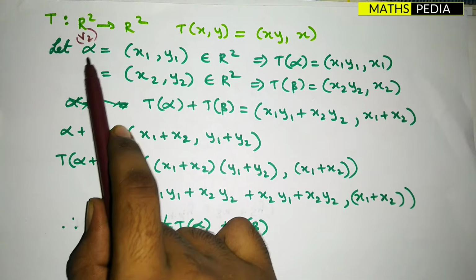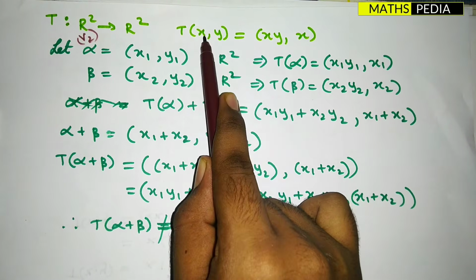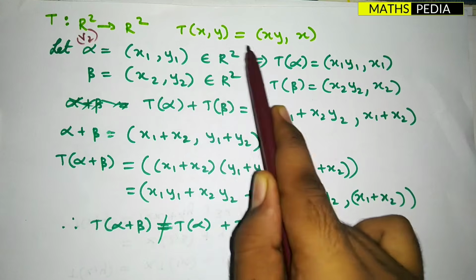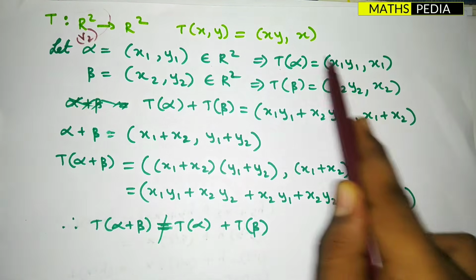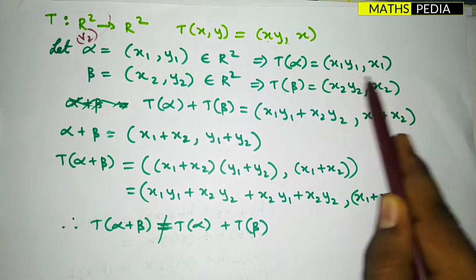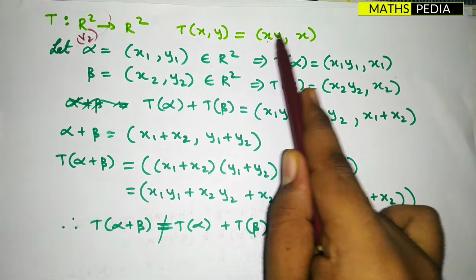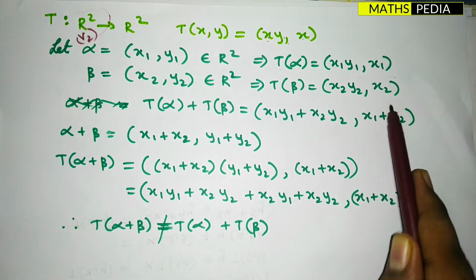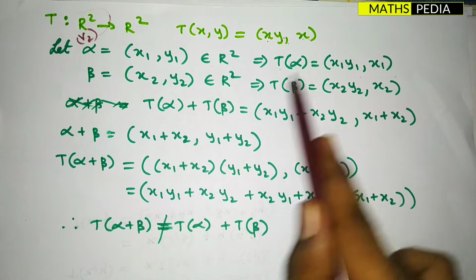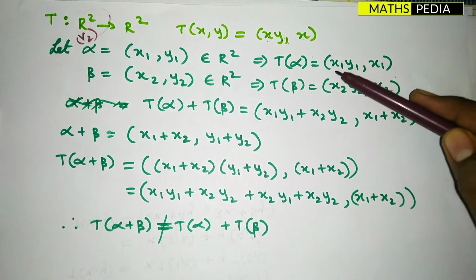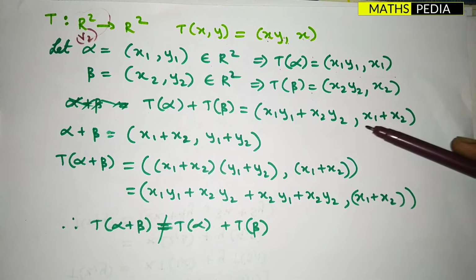So the first step is that we have to assume alpha, then beta. So alpha I have assumed as x1 y1, which belongs to R square. So T of alpha will be x1 y1 comma x1. Beta same as this. T of beta will be x2 y2 comma x2. Now I need to take T of alpha plus T of beta. Adding both of these, I'll get x1 y1 plus x2 y2 comma x1 plus x2.